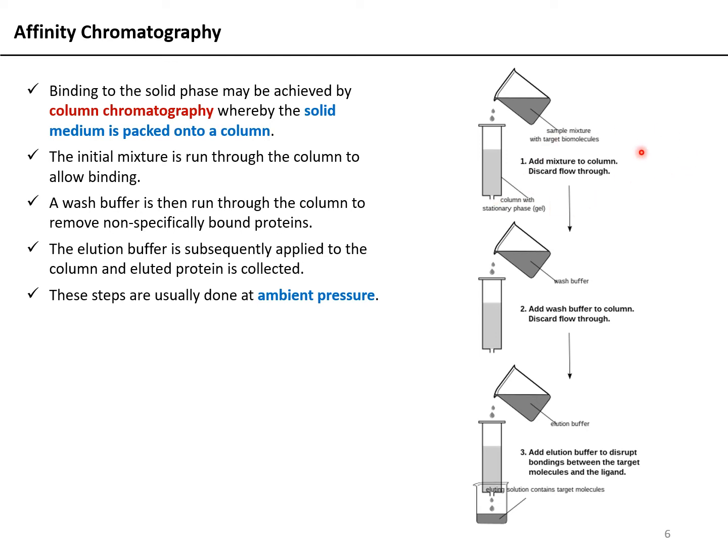So basically you have the column with the stationary phase packed onto it. You add your mixture to the column, you let the flow through pass, then you wash it to remove any proteins that are non-specifically associated with the column. And then you add the elution buffer to disrupt the interaction between the target molecule and the ligand, or the affinity tag and its antibody, and you elute out the protein of interest and you collect it.